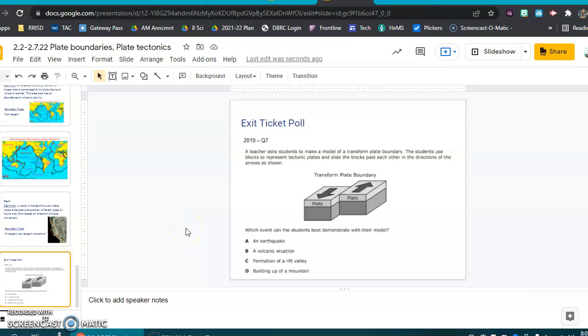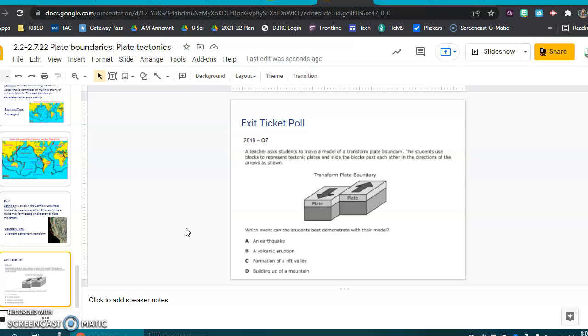This is a released STAAR question, so the best part is that if you ever want to see what was on the STAAR at your grade level, all you have to do is Google STAAR released tests 8th grade, and they will show you all the old ones. You want to look at ones that are 2019, 2020, or 2018, but nothing later than that.